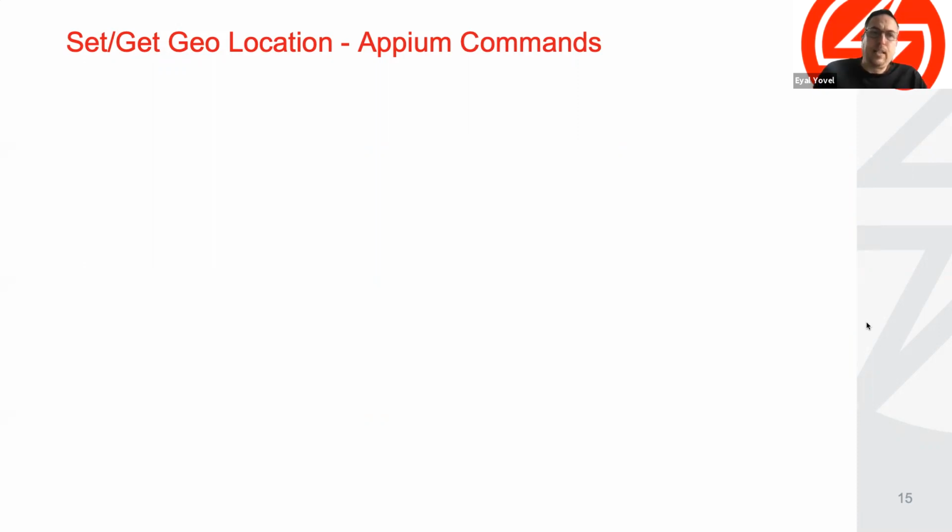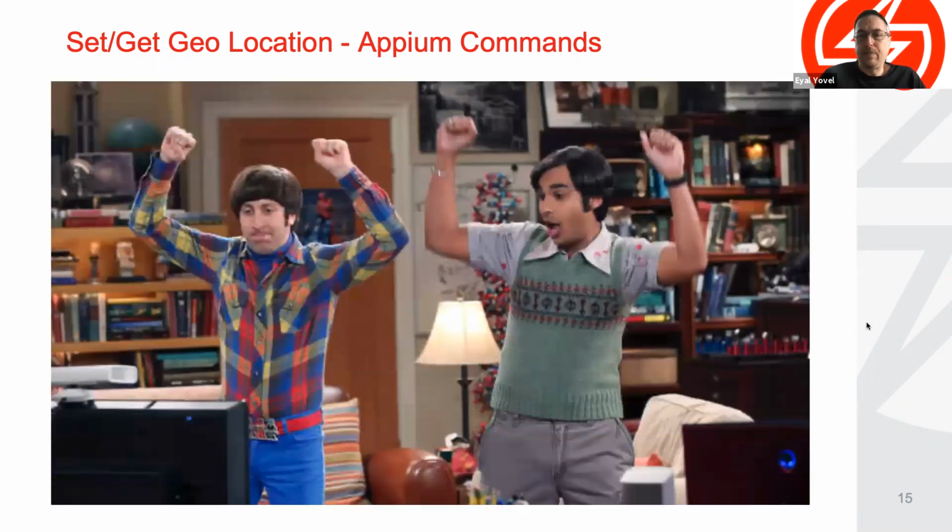So now let's understand how to set and get geolocations with Appium commands. So we are now in the automation part, and I assume some of you said finally we arrived at the automation. So let's understand how we can change the geolocation with Appium.